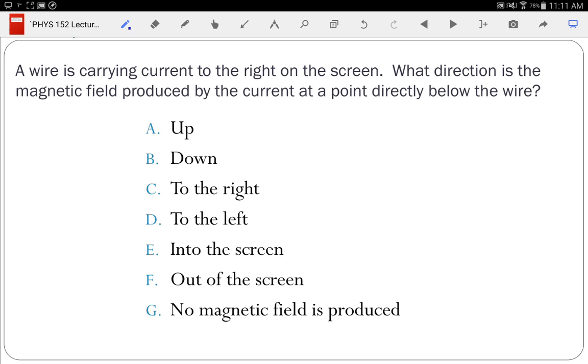It's totally on the next slide. A wire is carrying current to the right on the screen. So you have current going like this. And it's asking you for what the magnetic field is at this location here, what its direction is.